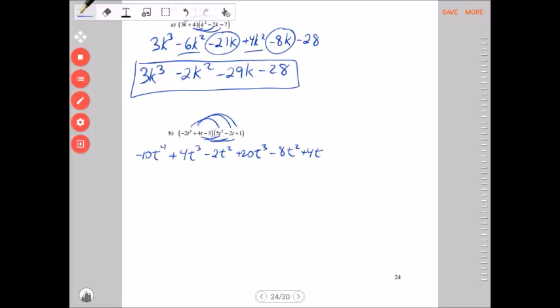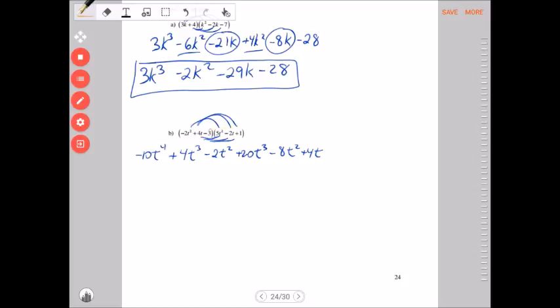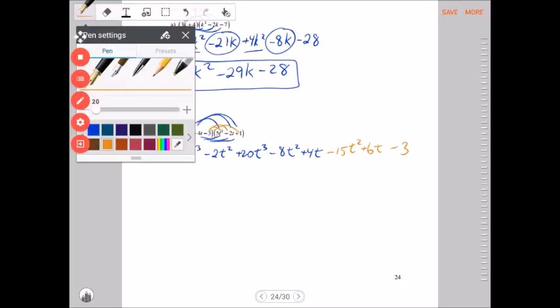And then the last one, and I'll write in a different color for you guys just so it's a little easier to see. So the last set is that set of rainbows, or that distributive law. Negative 3 times 5t squared is negative 15t squared. Negative 3 times negative 2t is positive 6t. And negative 3 times positive 1 is negative 3. I should probably change back to blue.